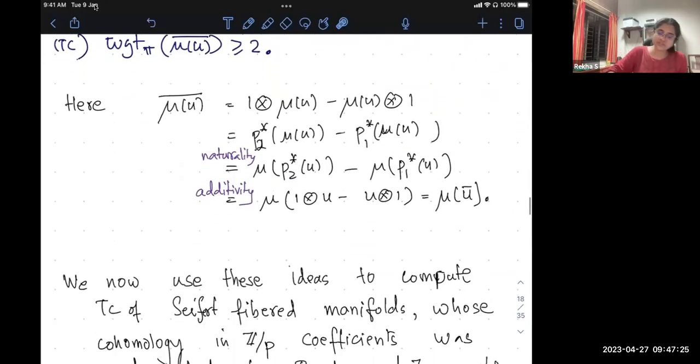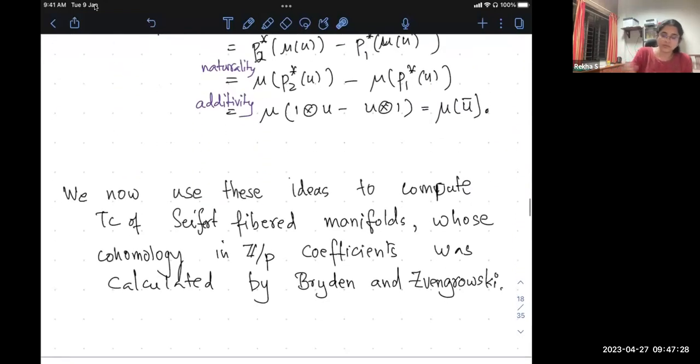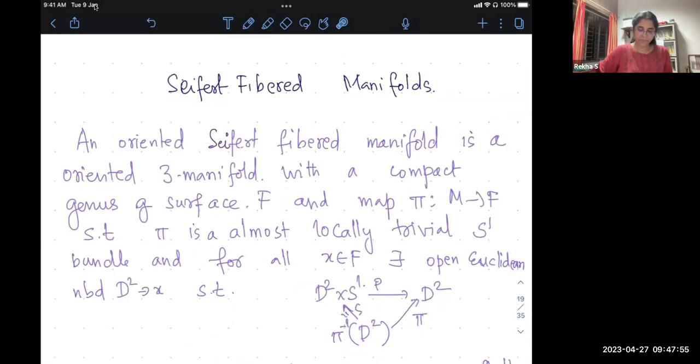So we use these ideas now to give a fairly sharp bound for Seifert fibered manifolds. Okay. So the cohomology of these manifolds with Z p coefficients was calculated by Bryden and Zwengrowski. They actually have another paper with 2 more collaborators, but the second paper is more general, and that's the one which we use. Okay, just for completeness sake, I'm quickly going over what a Seifert fibered manifold is.